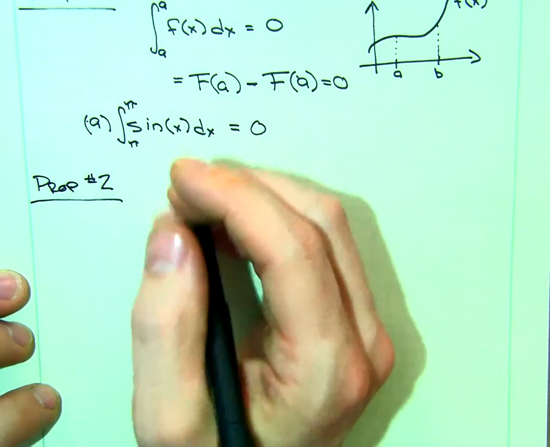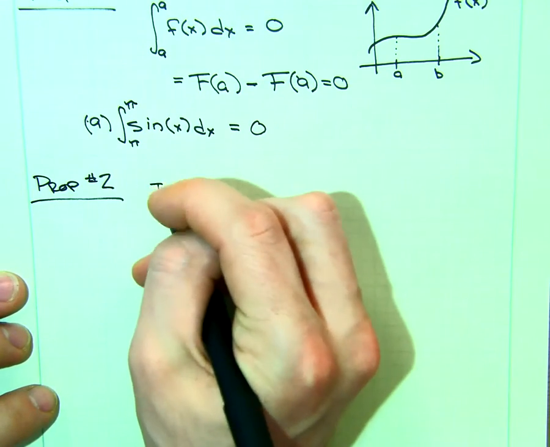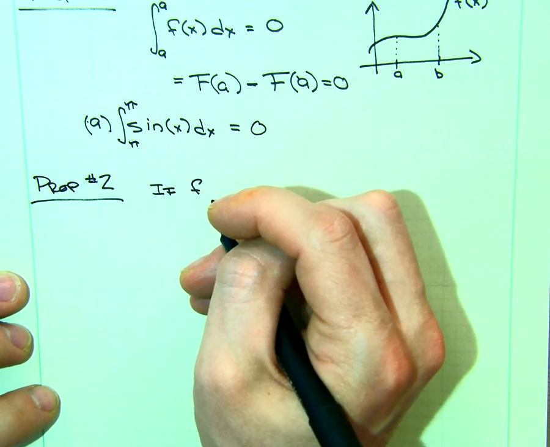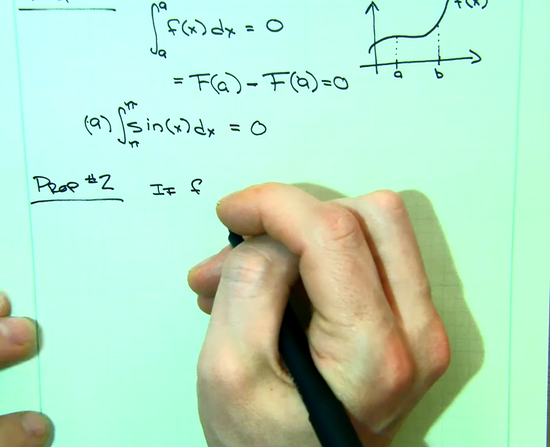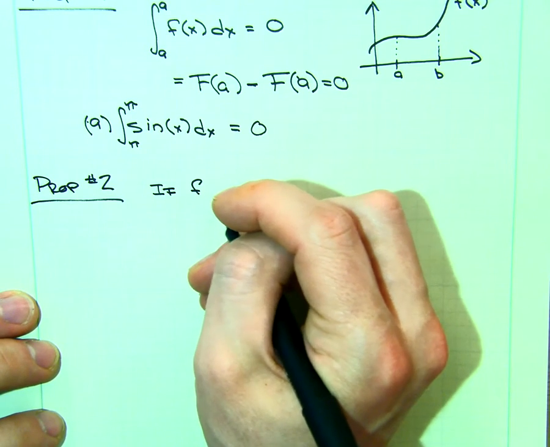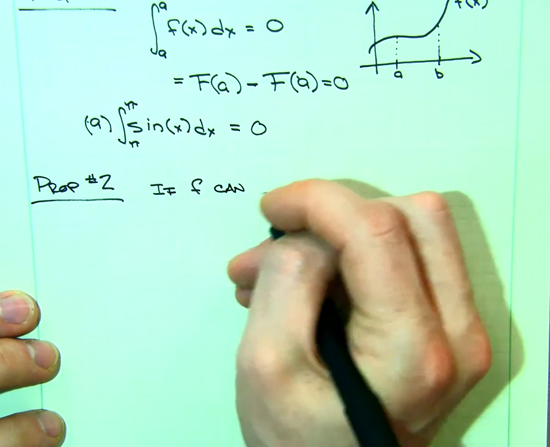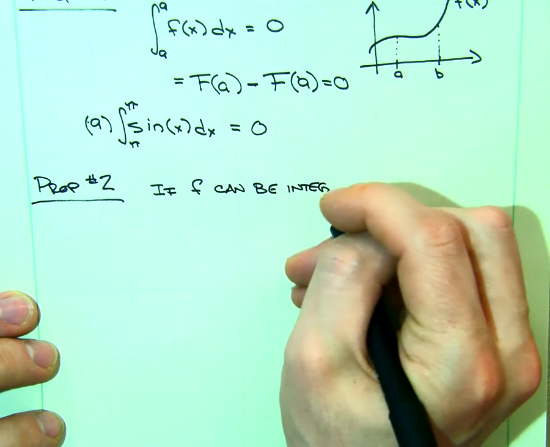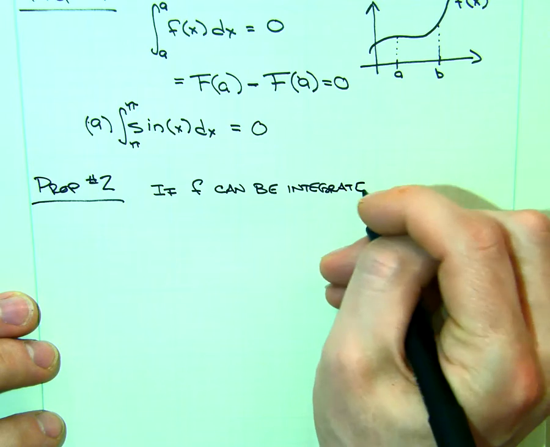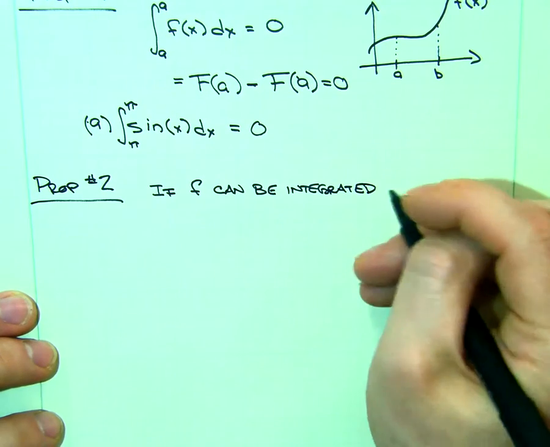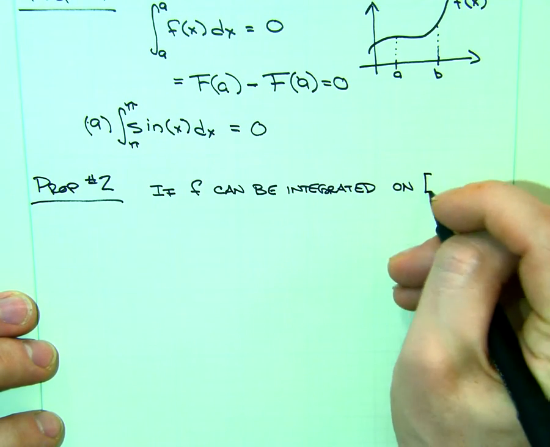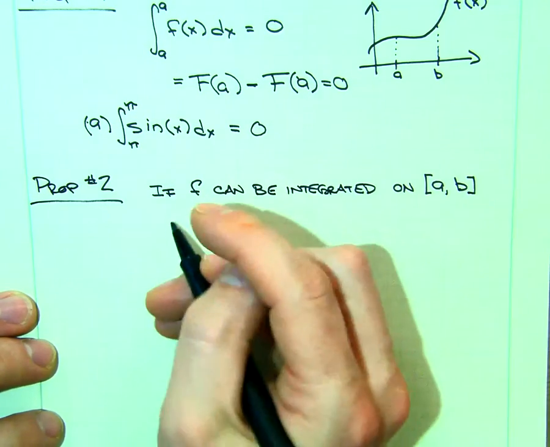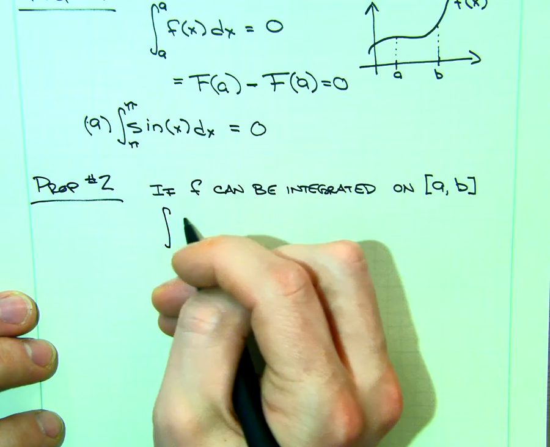Prop 2 says that if f is integrable, right? So crazy word, means if you can integrate f. If f can be integrated over this interval on a to b, once again our generic interval, then this is true.